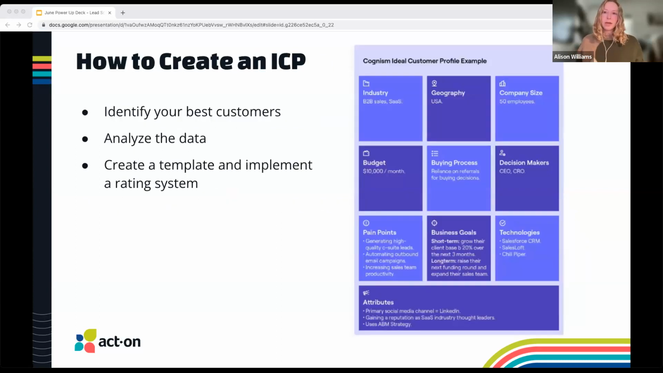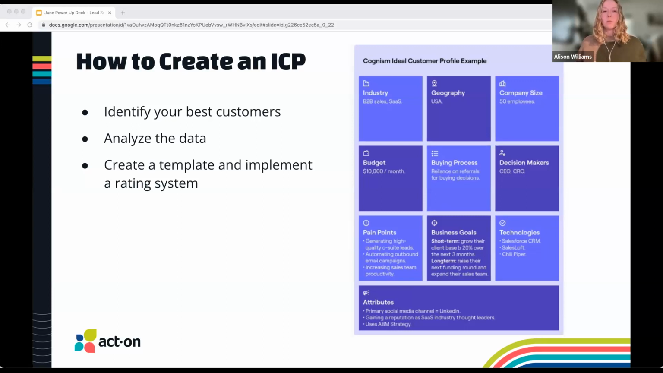How do you create an ICP? You want to start by identifying your best customers. So look at the customers you've already sold to, pull in info from your CRM, find upsells, find who's getting the most value from your product, and analyze the data. You want to look for patterns, look for similarities, and then create a template. Here on the right, we have an example of an ICP from Cognism. It's another sales intelligence provider like ZoomInfo or Clearbit that I mentioned earlier.